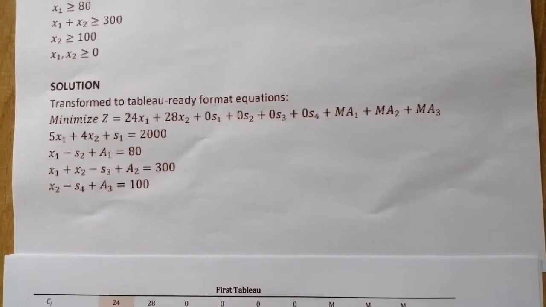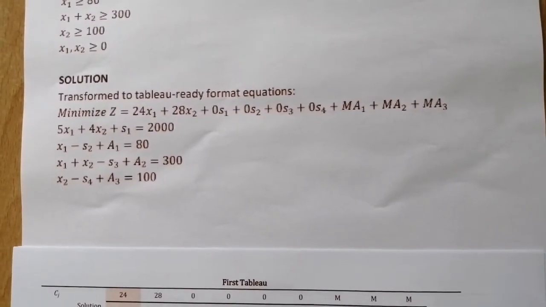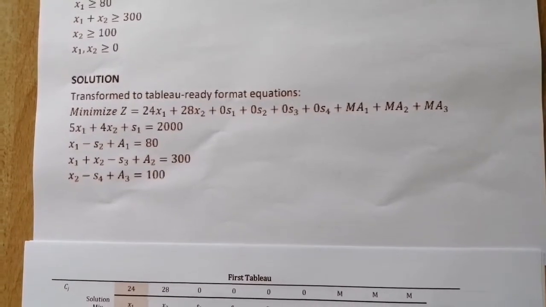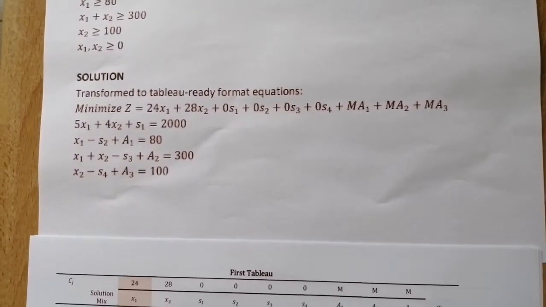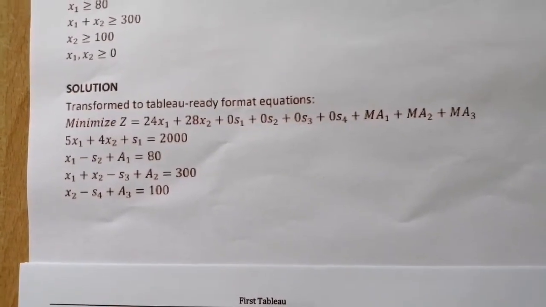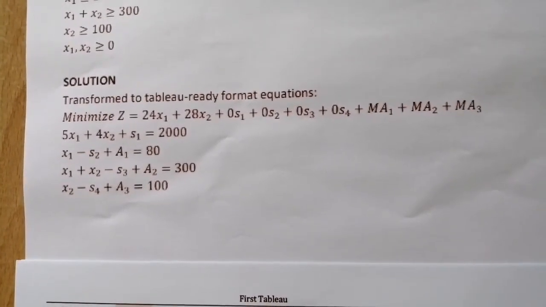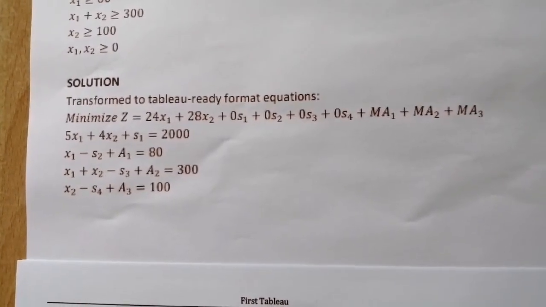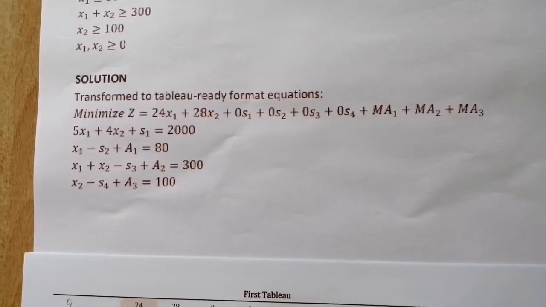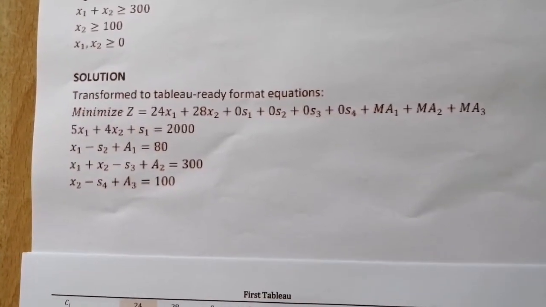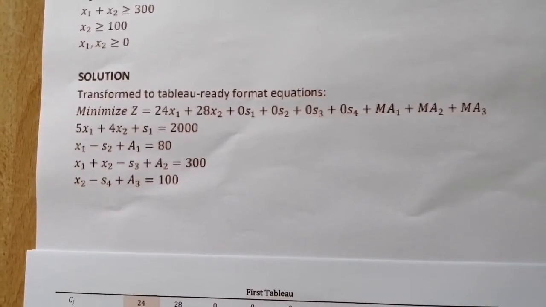The transformed tableau-ready format of the equations is to minimize z equals 24 x sub 1 plus 28 x sub 2 plus 0 s sub 1 plus 0 s sub 2 plus 0 s sub 3 plus 0 s sub 4 plus M a sub 1 plus M a sub 2 plus M a sub 3.